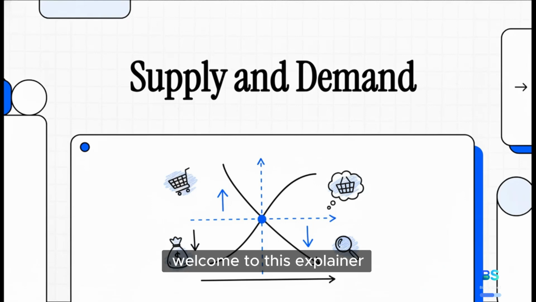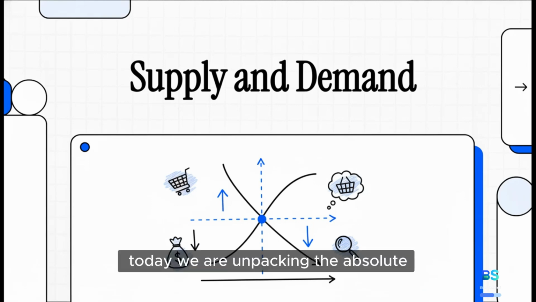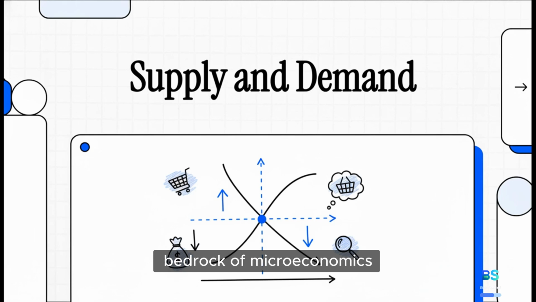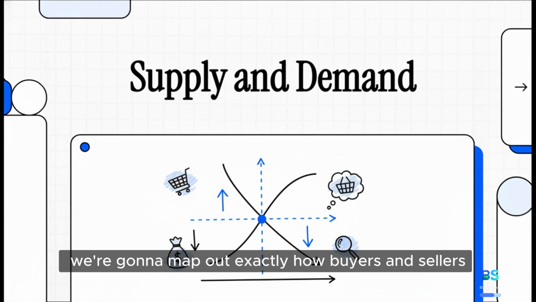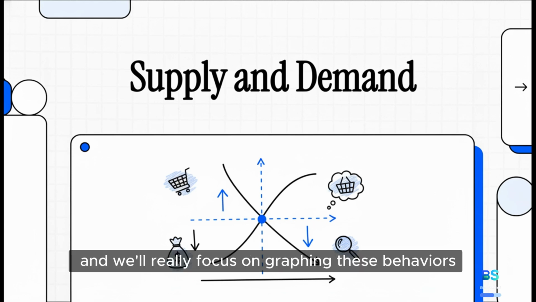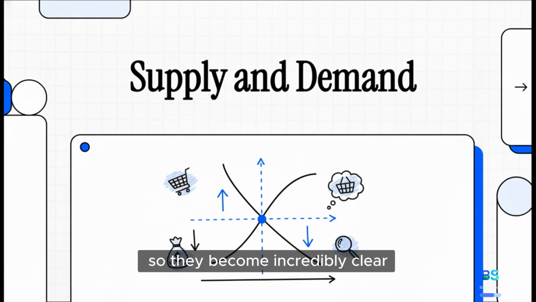Welcome to This Explainer. Today, we're unpacking the absolute bedrock of microeconomics, supply and demand. And I'll tell you, this isn't just abstract theory. It's literally the invisible, dynamic engine driving every single transaction around us. We're going to map out exactly how buyers and sellers interact, and we'll really focus on graphing these behaviors so they become incredibly clear and visually intuitive for you.